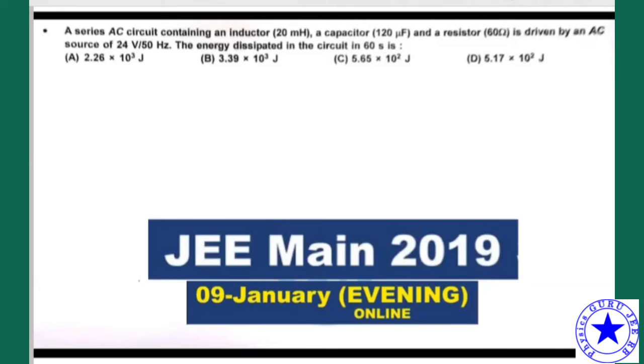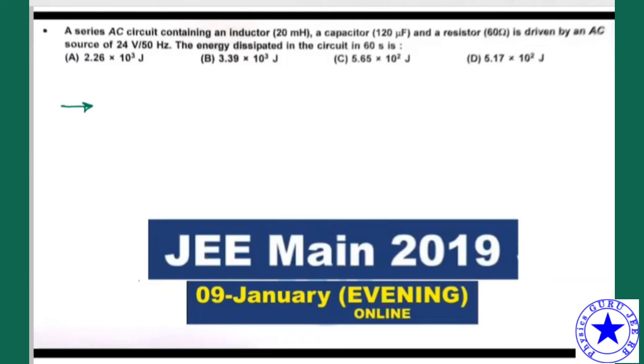First, to calculate the energy dissipated, I require the average power. To get the average power, I require the impedance. To calculate the impedance, XL and XC are required. Now, what are the steps involved? First thing is how I can solve this one.